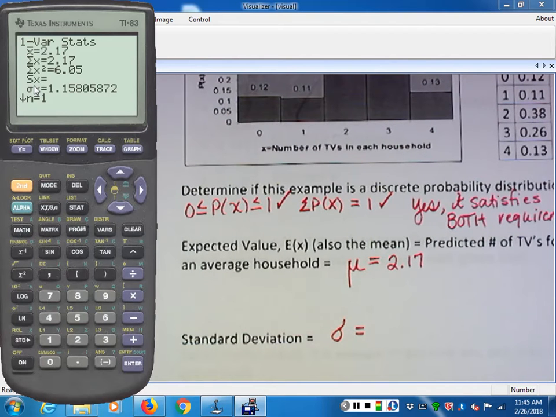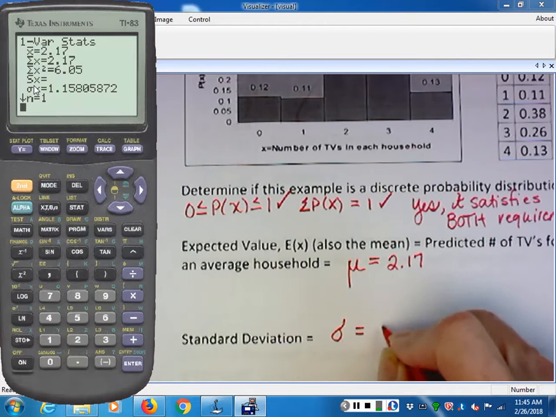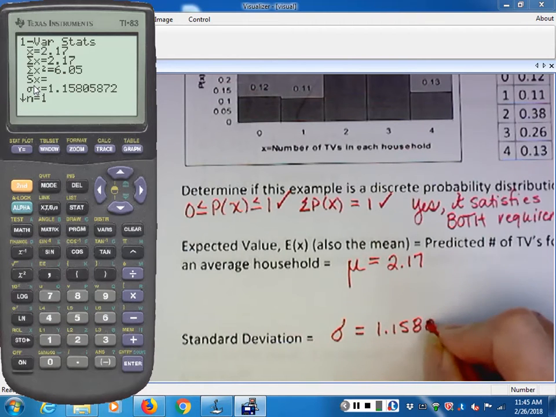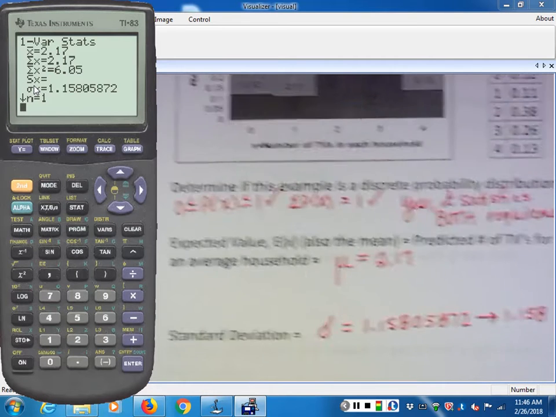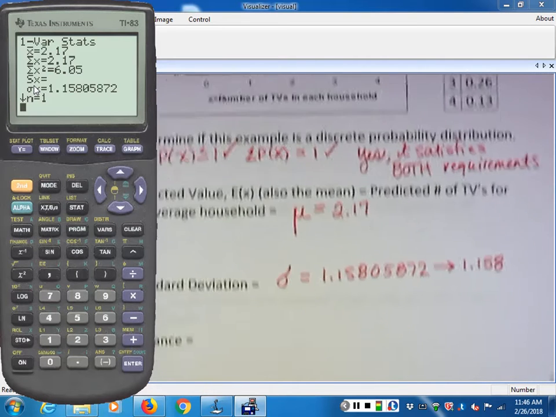And it's 1.15805872, which it's okay to round off, in this case, to 1.158. And if my stat lab tells you to round off differently, follow whatever directions it gives you.